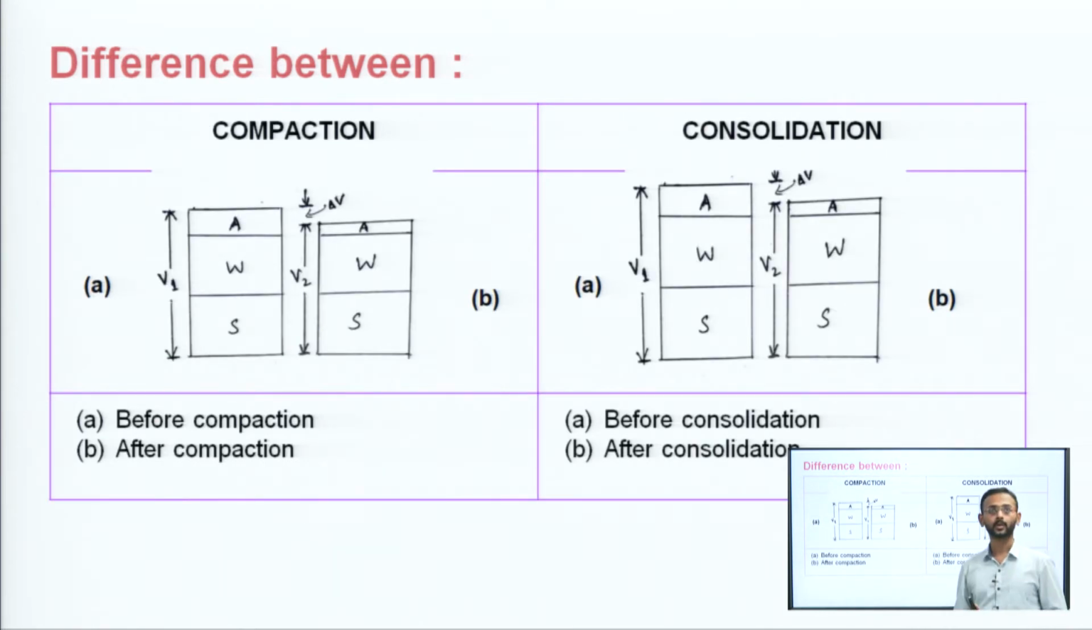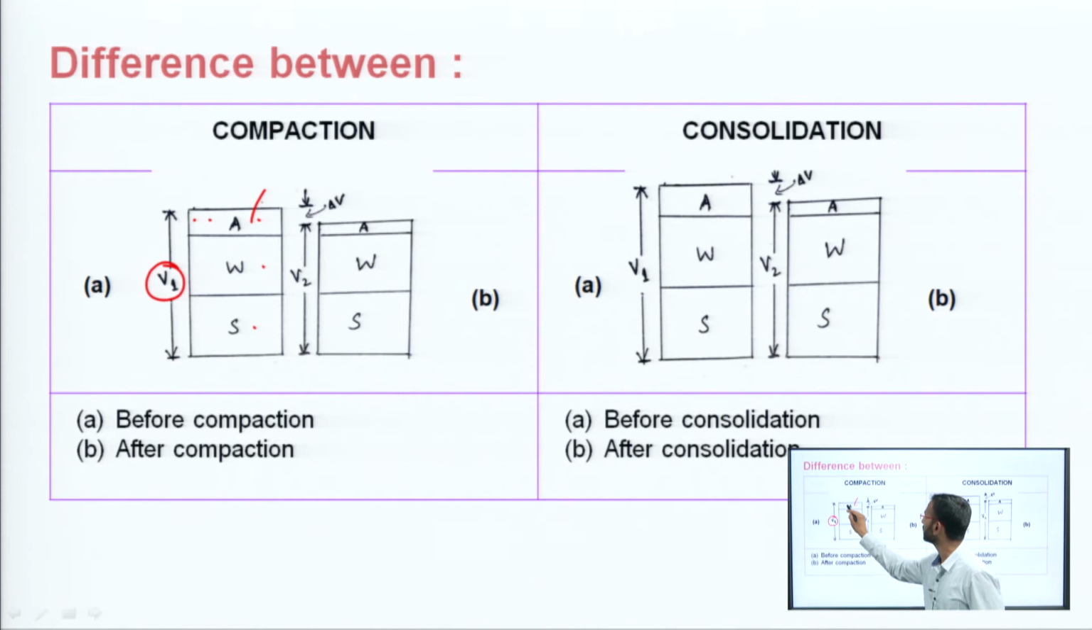So, see here, when we talk about this compaction part, let us say this is the initial volume V1. Before the compaction of soil, it had some solids, some water and some air. Now, when we compact this soil, what is compaction? It is a mechanical process wherein you compact the soil and the volume of soil is reduced by the expulsion of air.